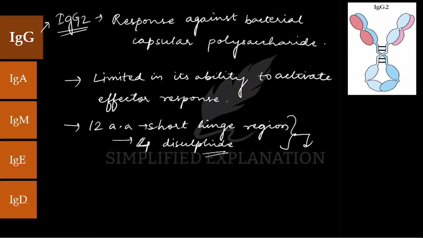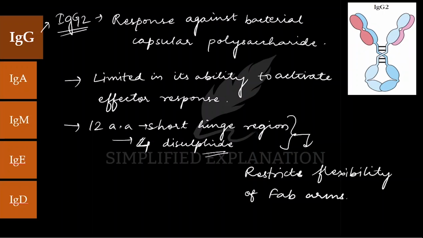They are restricting the conformational flexibility. It restricts the flexibility of the Fab arms with respect to the Fc region. So that's why it's not that flexible and therefore it's not able to activate effector response also.